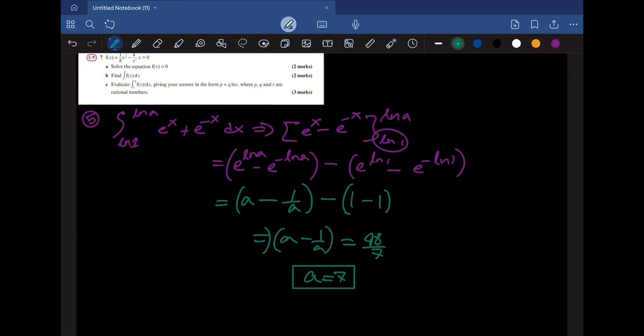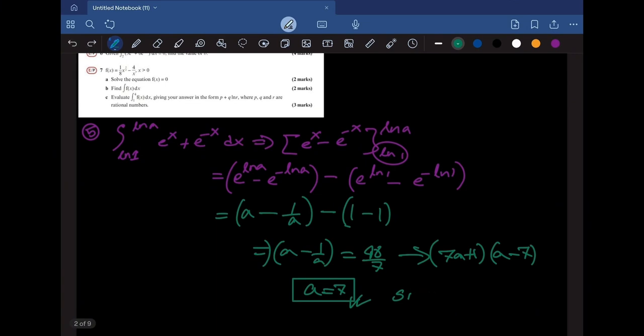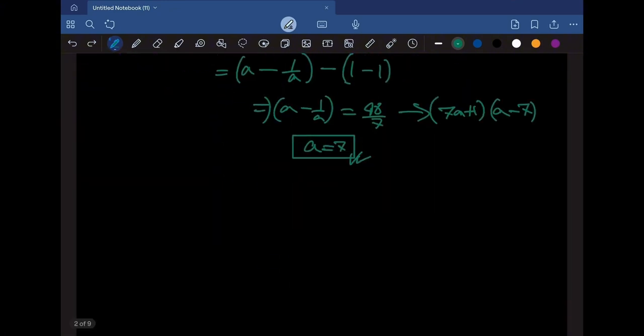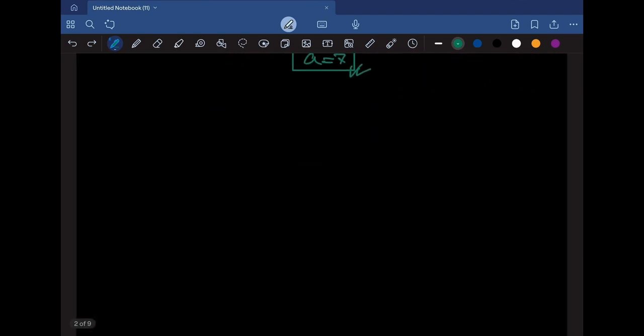If you expand it and do all the things, it will become like this, 7a plus 1 and a minus 7. So it becomes a is equal to 7, since a is greater than 0. They have mentioned, no, they didn't mention it, right? So a is equal to 7. Yes, a is going to be 7 because it is with the ln, and ln x cannot be a negative value, that's why we have taken a is equal to 7. Now let's do the question number 6.